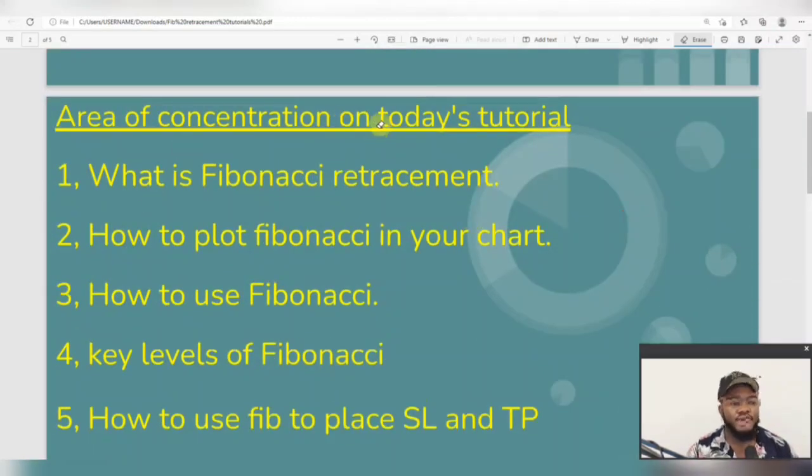The areas of concentration in today's tutorial will be: what is Fibonacci retracement, how to plot Fibonacci in your chart, how to use Fibonacci, and the key levels of Fibonacci. The last point we're going to talk about today is how to place stop loss and take profit using Fibonacci retracement levels. So let's talk about the first point right here. What are Fibonacci retracement levels?